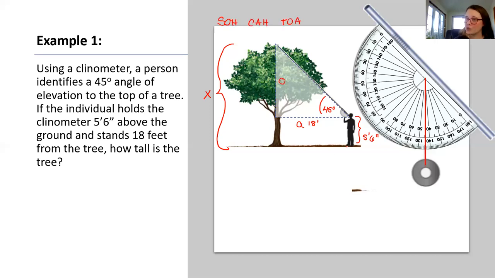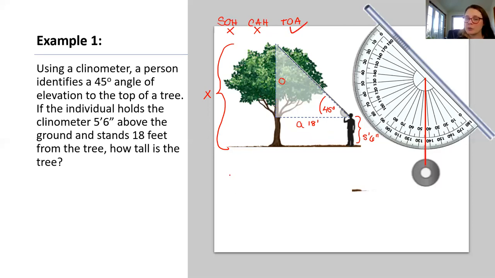Okay, which ratio am I going to choose? Well, let's look at our ratios. Sine uses opposite and hypotenuse. I don't need the hypotenuse. I don't care about the hypotenuse. Cosine uses adjacent and hypotenuse. Again, I don't need the hypotenuse. I don't care about it. So both of these ones are out. We're not going to use them. Tan uses opposite. I want to know that. And it uses adjacent. I have that. So we're going to choose the tan ratio.